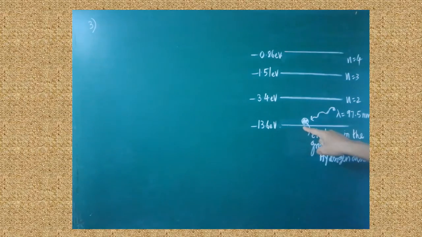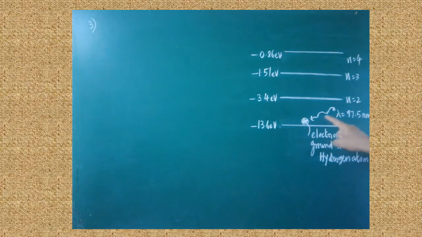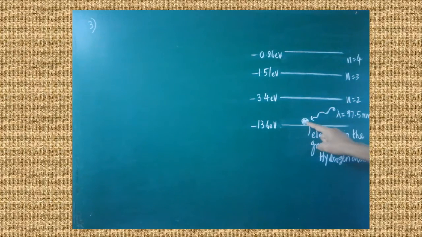When the electron is in the ground state, that is in the first orbit, the energy of the electron is minus 13.6 electron volt. Now this electron is excited by a radiation. We are sending energy from outside, and that will be absorbed by the electron. After absorption, the electron will be excited to a particular level. The incident radiation's energy is to be calculated; its wavelength is given as lambda equal to 97.5 nanometer.